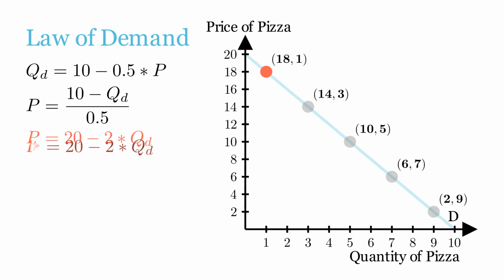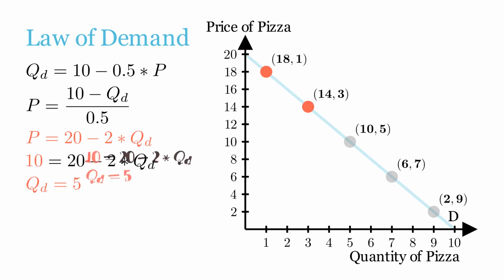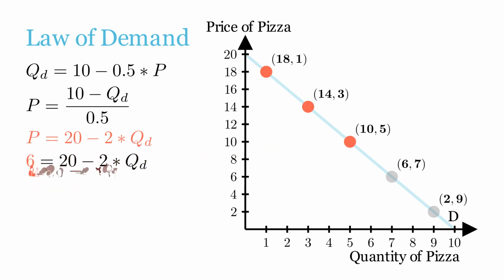Next, if we substitute price equal to 14 in the equation, we get quantity demanded equal to 3. Let us plot this as well and it matches our second point. Similarly, when the price is 10, we get QD = 5. When the price is 6, we get QD = 7, and when the price is 2, we get QD = 9. All these points match perfectly with the earlier plotted points from the table. If we join all these points, we again get the same downward sloping demand curve. This confirms that both methods, the table method and the demand equation, produce the same result.